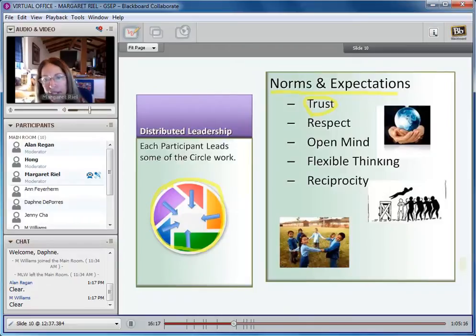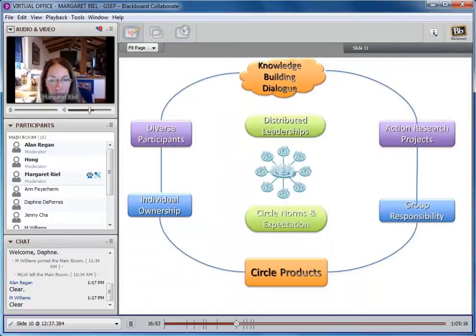And then reciprocity. This goes very closely with distributed leadership, because if I'm leading a project and everybody in the group is helping that project move forward, I incur responsibility to each one of them to make their project successful. So there's a sense of, if you help me on my project, I'm going to help you on your project. Okay, and that takes us to the last two bits about the model that I wanted to talk about, knowledge building dialogue and circle products.